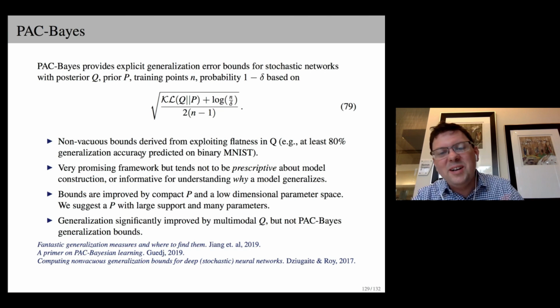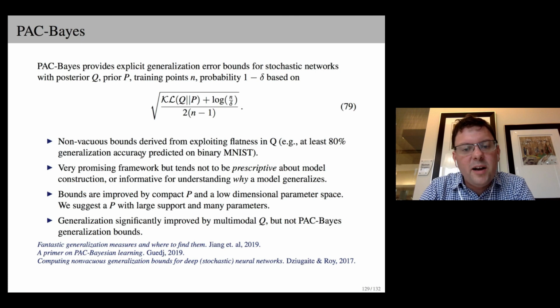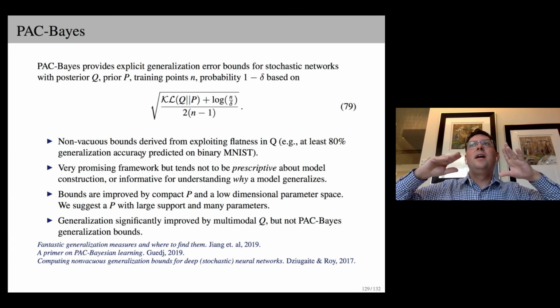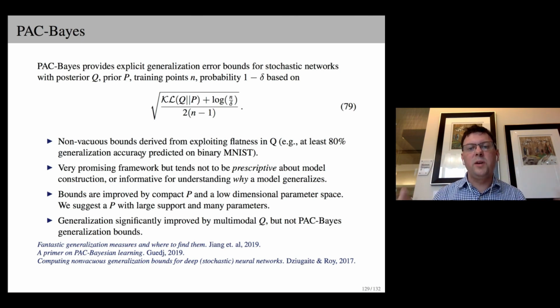And in fact, if we were to try to treat it as a prescription, what we would get is almost contrary to a lot of what we've discussed. The bounds are improved by compact priors, for example, and we've been saying we want priors with support for all sorts of different data sets. And a low dimensional parameter space, in the sense that the KL divergence is often hard to keep small between two high dimensional distributions. And so we can very often achieve better bounds by doing model compression, etc. But here we've really been trying to embrace having as many parameters as possible for good generalization.